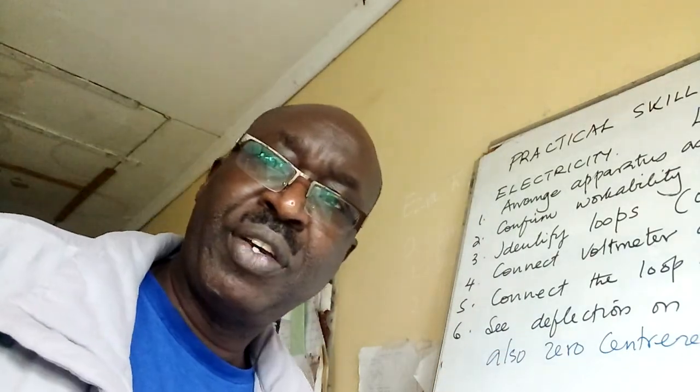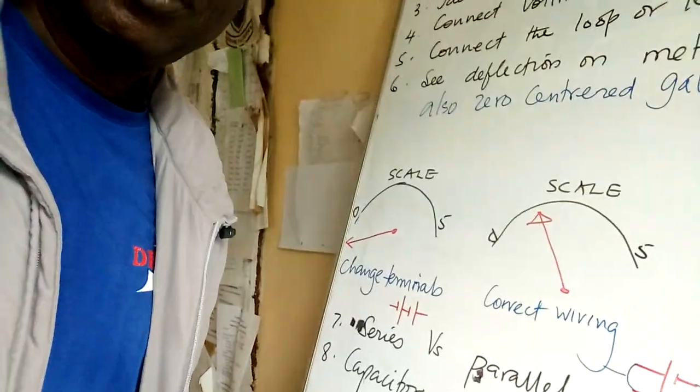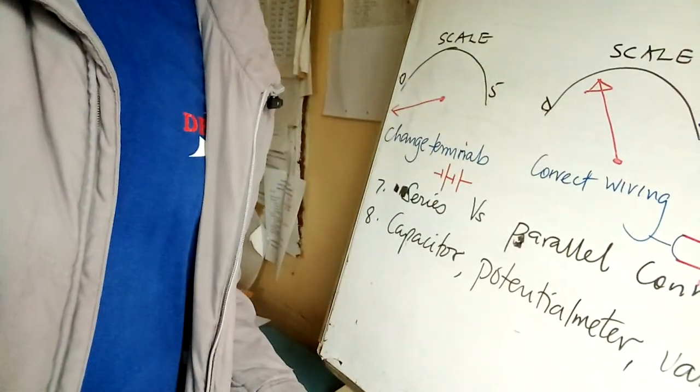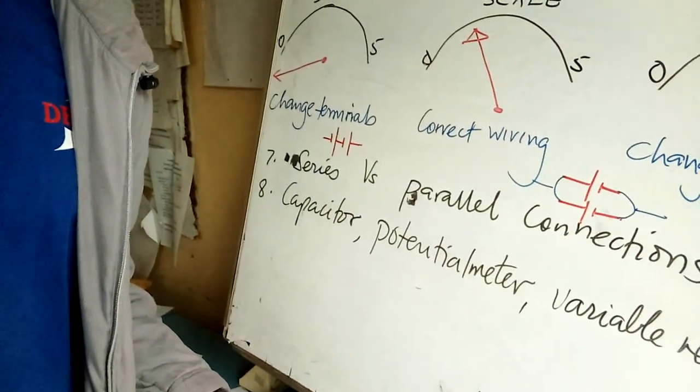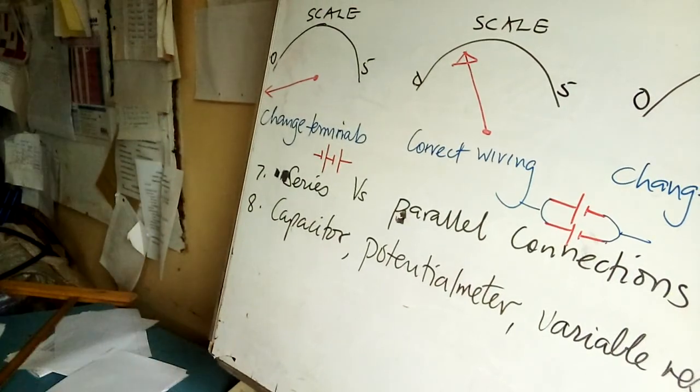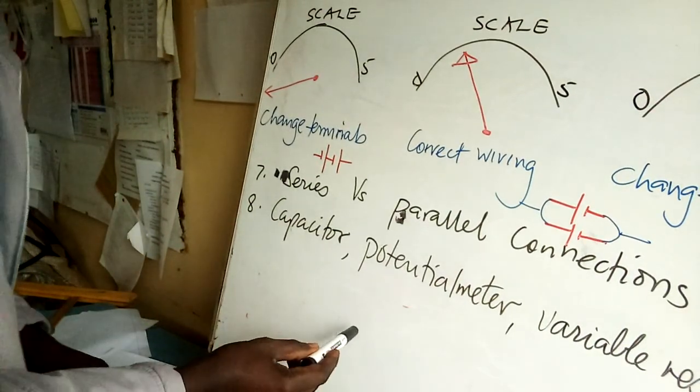So let me see if I can get some space here to write down. I hope I get down. I can get some space there. Yeah. So that I can write here.